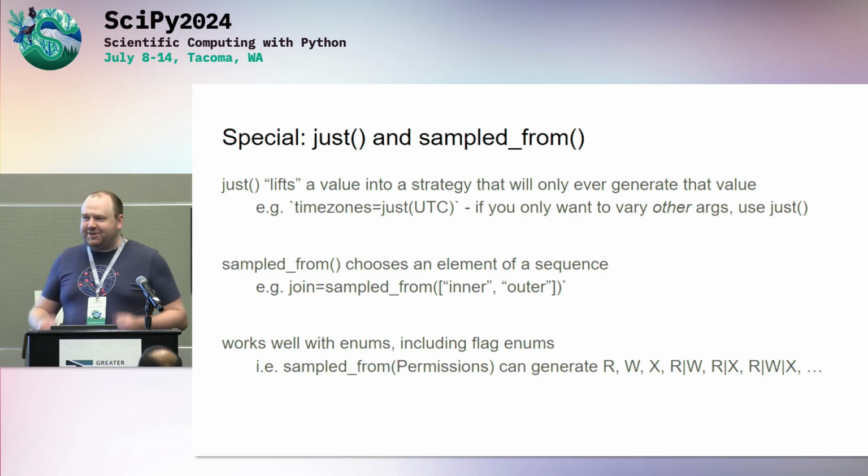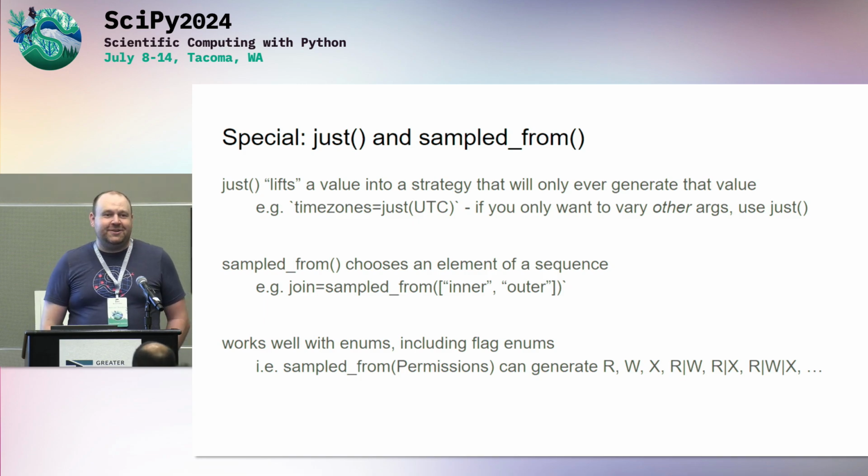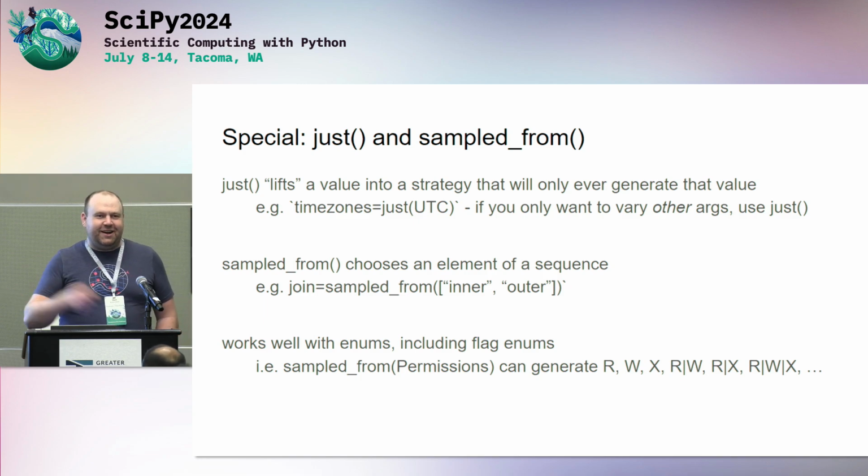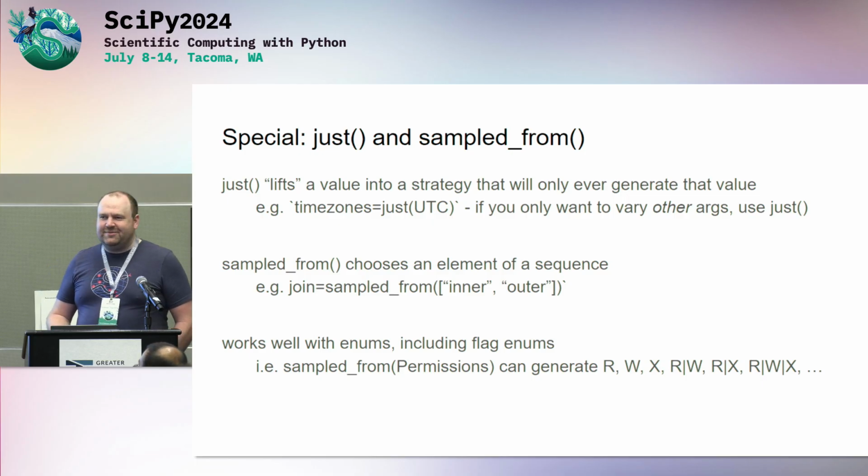Sometimes you want a strategy that only ever produces a single value. Because we have an interface where you have to pass a strategy, for example, to lists or to something else. You're like, I know you need a strategy, but I just want it to be this value. That's what the just strategy is for. It just generates whatever the argument was. There's no possible choices. It just gives you exactly that thing.